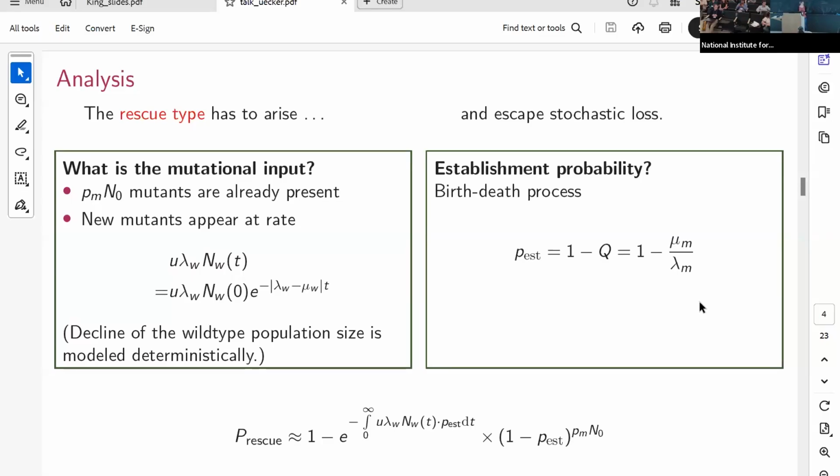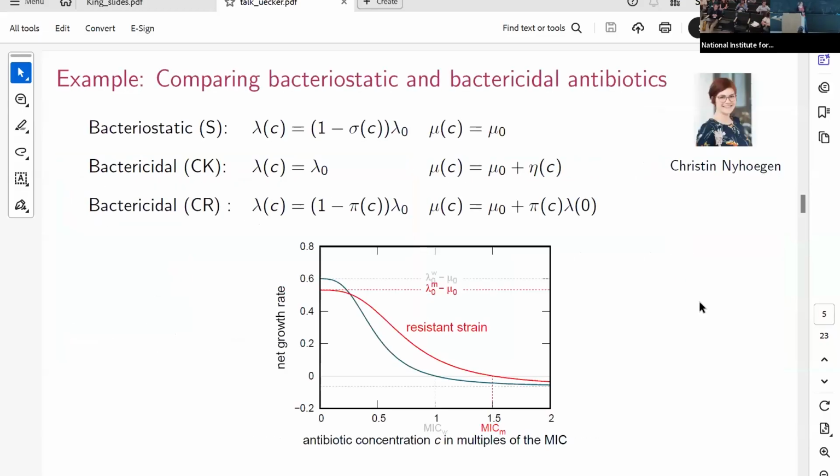So now you can wonder, it was a very, very simple model. It's just a 2-type birth-death process. We could just calculate the probability of rescue exactly analytically. So why this approach? One reason is it can give us additional insight. I would like to show one small example for that.